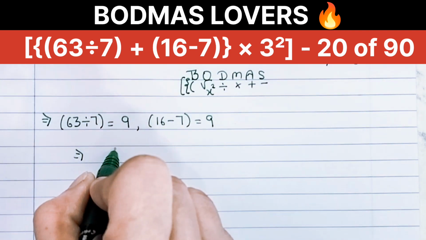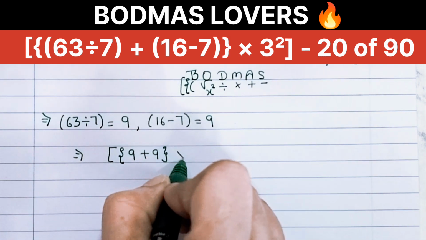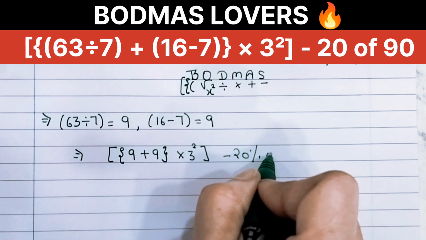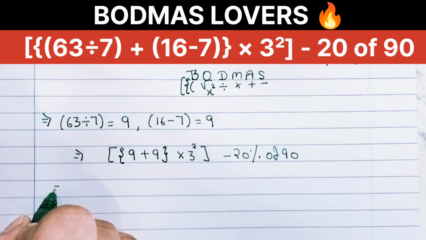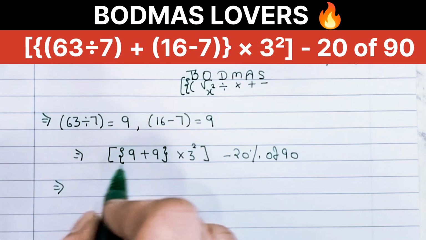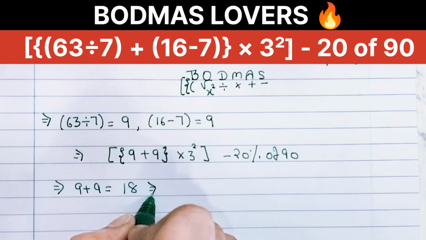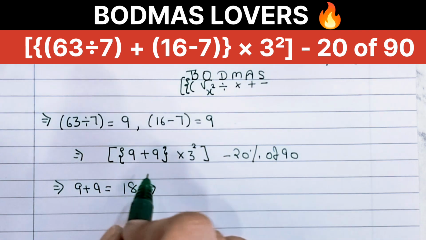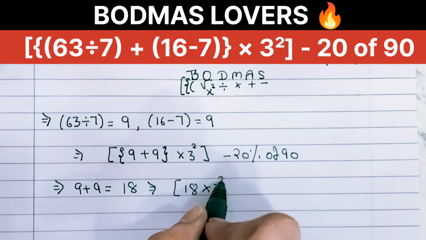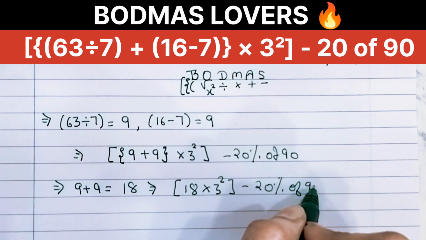And now the current expression becomes square bracket, curly bracket 9 plus 9 curly bracket closed, multiply 3 power 2, square bracket closed, minus 20% of 90. Move to the next step. According to the next step, solve the curly braces. Now in the curly braces there is an addition. Now calculate the addition part. 9 plus 9 equals 18. According to this step, move outward to the next set of brackets, which is the curly bracket, and now the current expression becomes square bracket 18 multiplied by 3 squared, square bracket closed, minus 20% of 90.